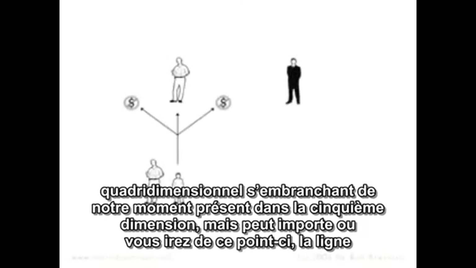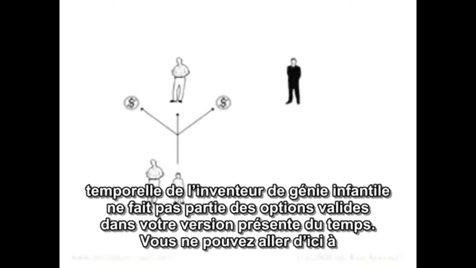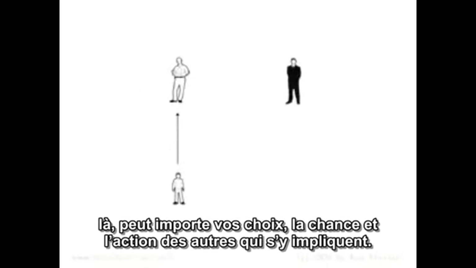But no matter where you go from here, the great child inventor timeline is not one of the available options in your current version of time. You can't get there from here, no matter how much choice, chance, and the actions of others become involved. There are only two ways you could get to that world.